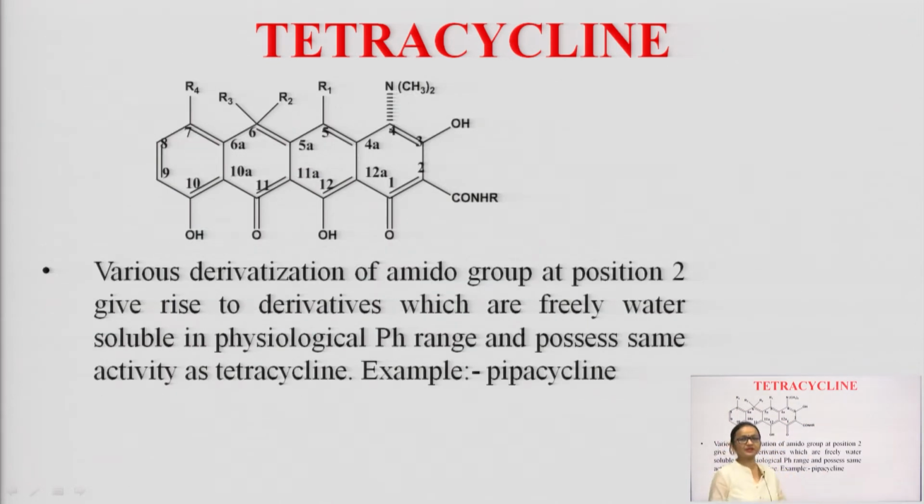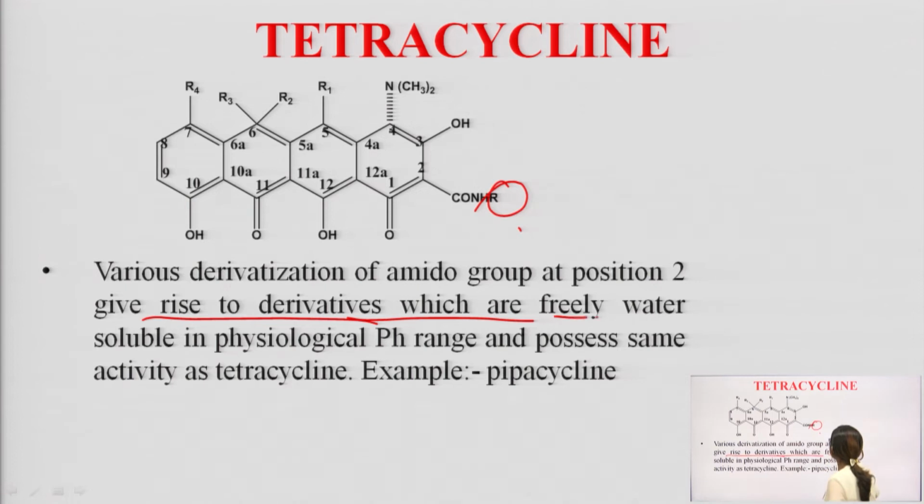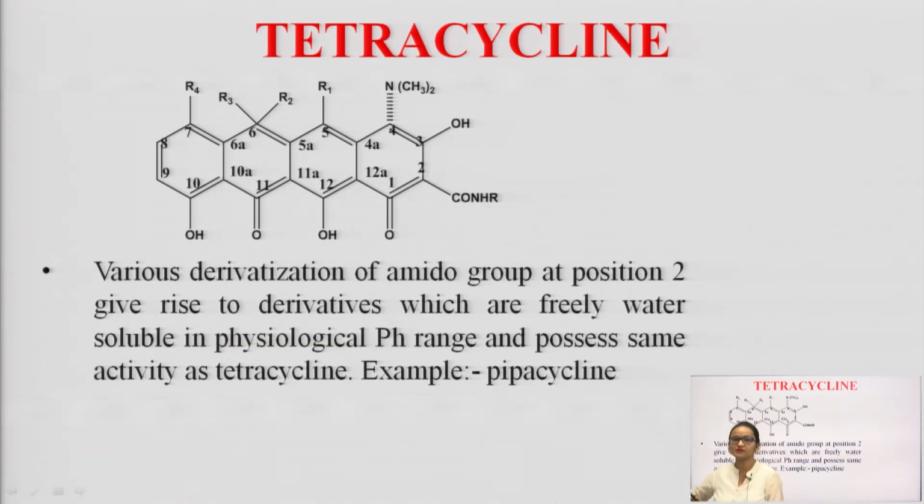Again the structure is here. Various derivatization of the amido group at position 2 gives rise to derivatives which are freely water soluble at physiological pH and possess the same activity as tetracycline. I have told you that if we replace this R with something, then it will give rise to derivatives or prodrugs which are very freely water soluble and possess almost the same activity when compared to tetracycline. The example is pipacycline.